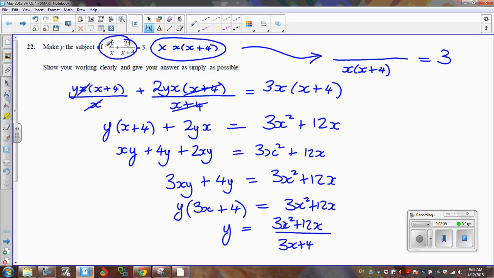So look at the first fraction, y over x. To make the bottom into x plus 4, I've multiplied the bottom by x plus 4. So I'm also going to multiply the top, which is y, by x plus 4. Okay, if I look at my second fraction here, 2y over x plus 4, what have I done to the bottom? Well, I've multiplied it by x.